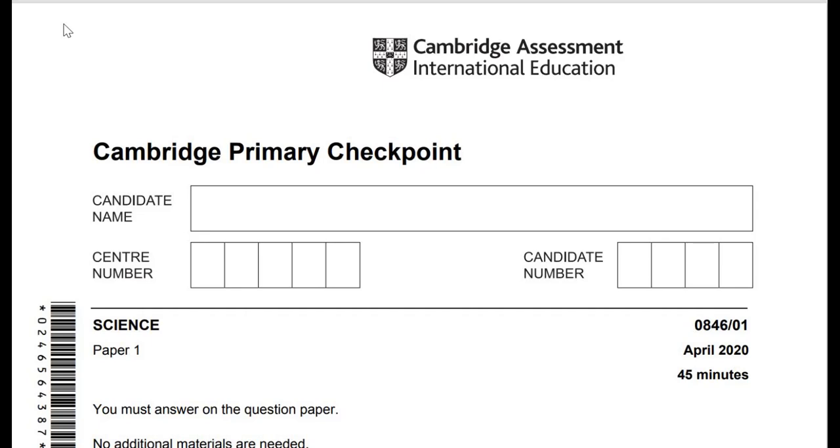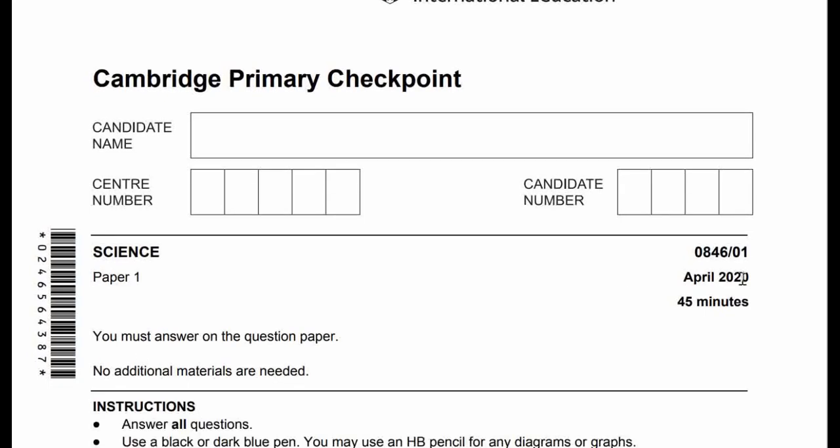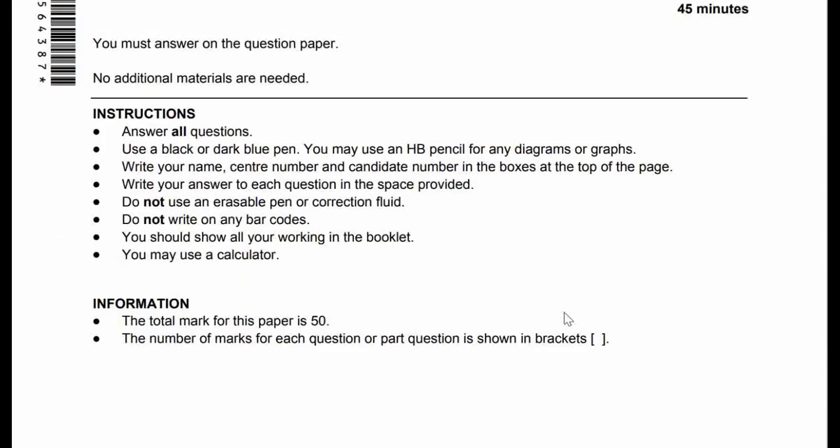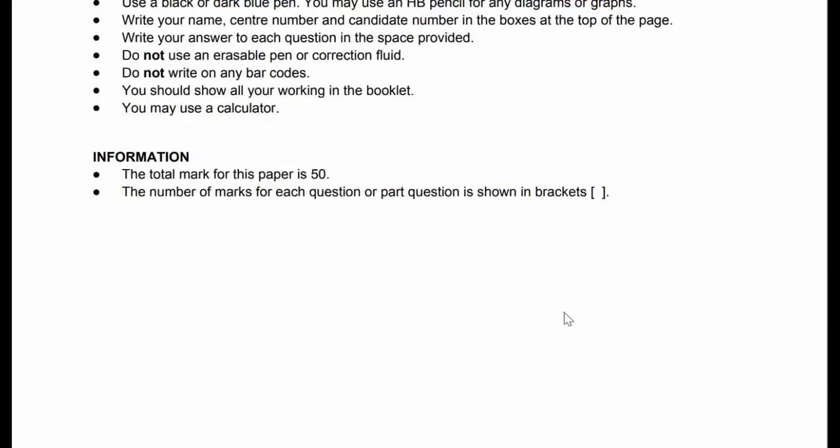Guys, today we are going to discuss Cambridge Primary Checkpoint Science Paper 1, April 2020, 45 minutes. The code is 08406/01. Alright, let's get started from number 1.